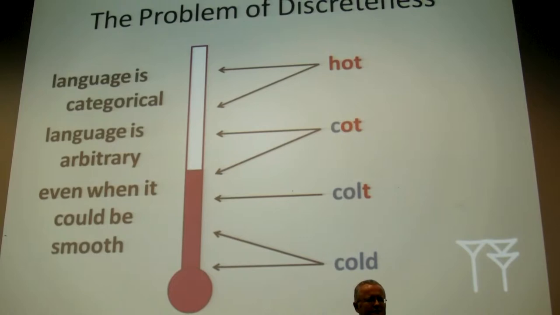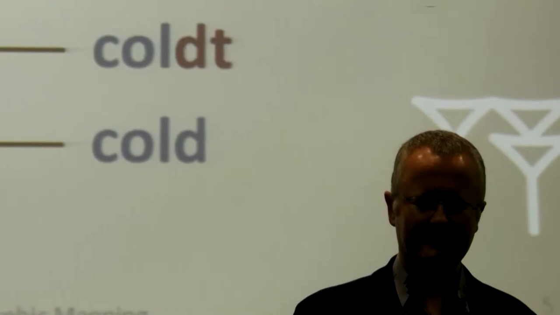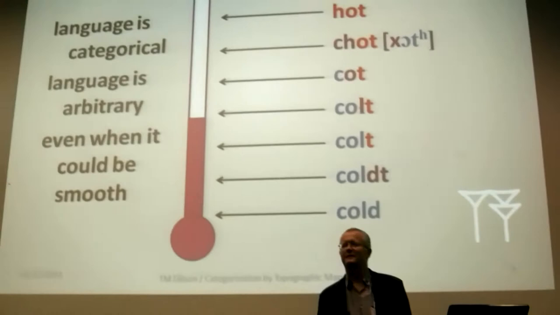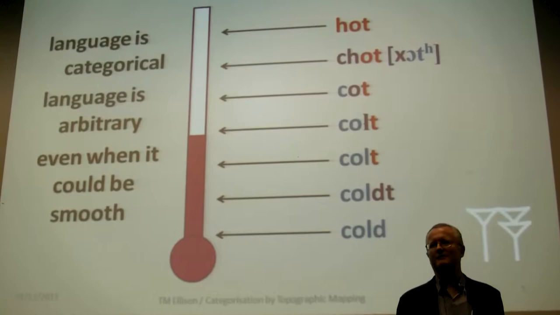But you're still subscribing here to the phonemic categories of English. And why are they there? Why don't we just have a more continuous scale where we've got various sounds in between? So between cold and colt, you have something that's halfway between a D and a T, as we normally have them in English, a sort of cold pronunciation. And between cot and hot, you'd have hot.